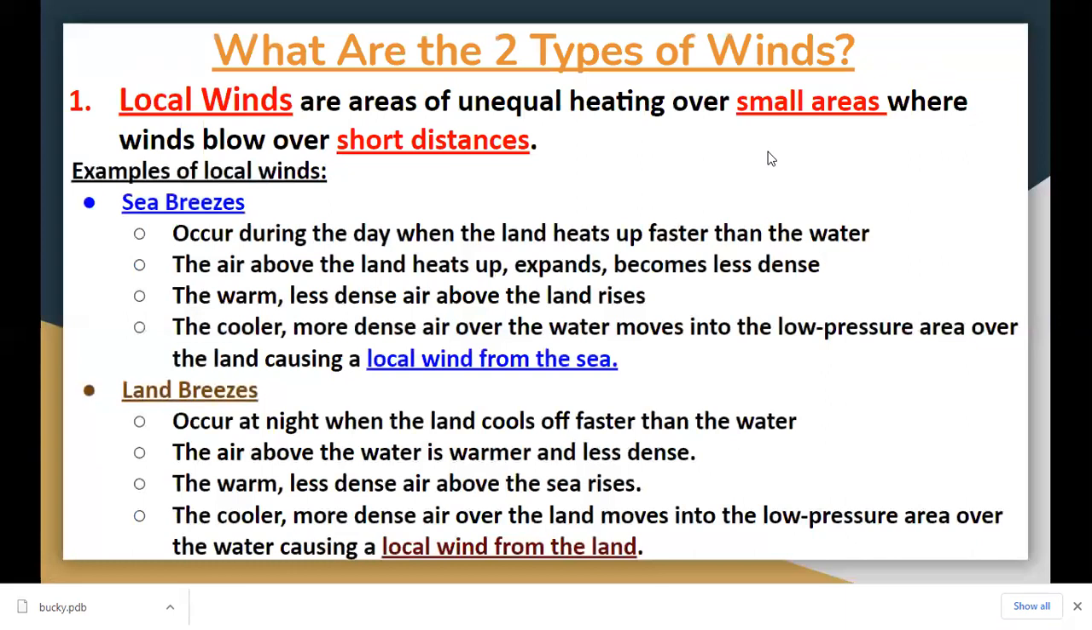So sea breezes are going to occur during the day. What happens is the land is going to heat up faster than the water because the land can absorb more of the sunlight. So that means that the air above the land is going to get hotter than the air above the ocean or the lake. The warmer, less dense air above the land is going to rise, right? Less dense rises. The cooler, more dense air over the water then is going to move into the low pressure area over the land. So it's going to blow. This will cause a local wind from the sea.